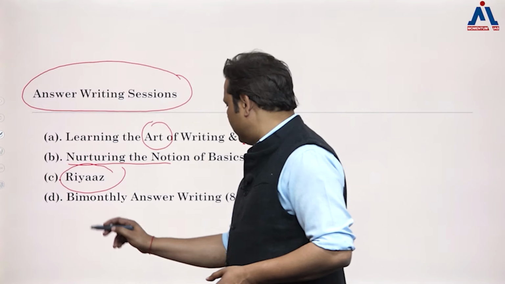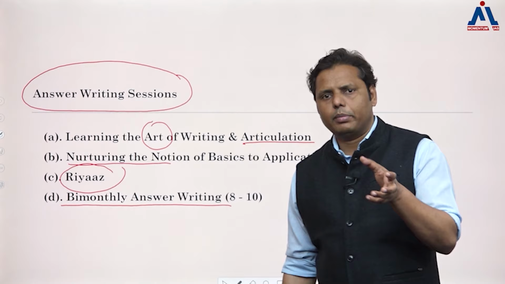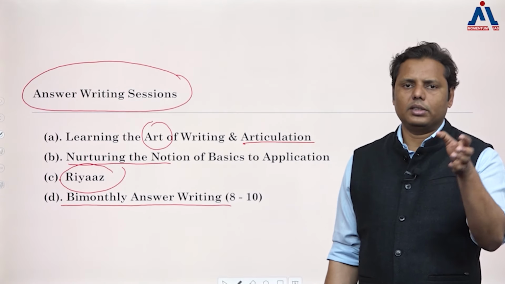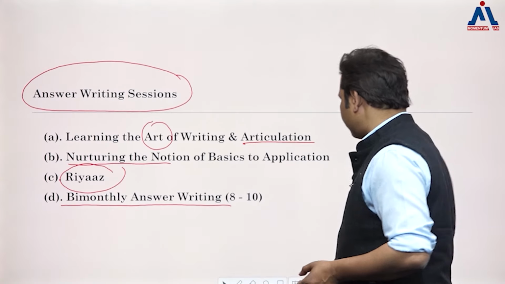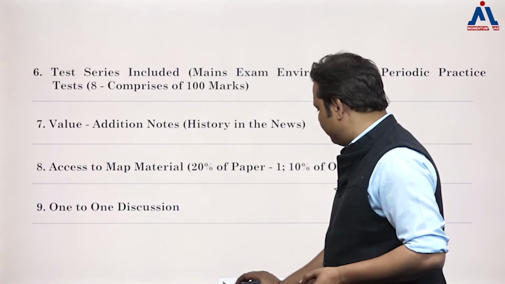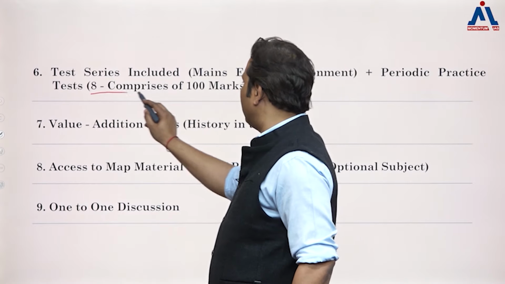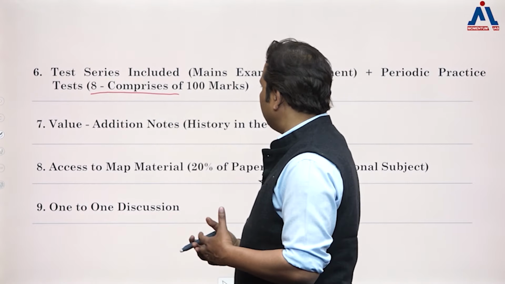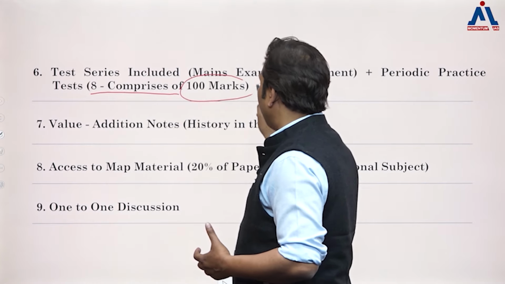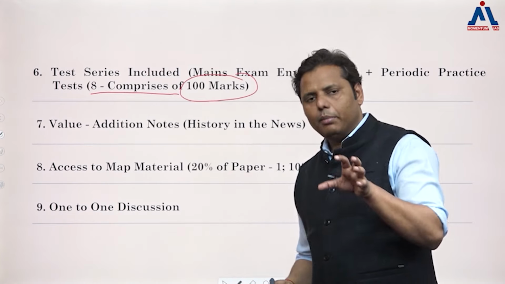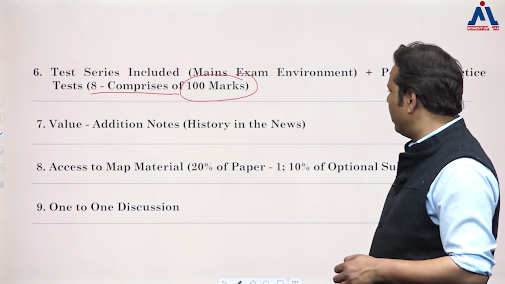Then bi-monthly answer writing. This is something which happens on a periodic basis, right? After 15 days or 2 weeks, there will be one test of 10 questions, roughly around 8 tests, which are going to happen in every 4 months, in every 2 weeks, right? And that's going to have 100 marks. Here proper marking will be done, and you'll be able to evaluate yourself. So this is another thing which we are going to include here.